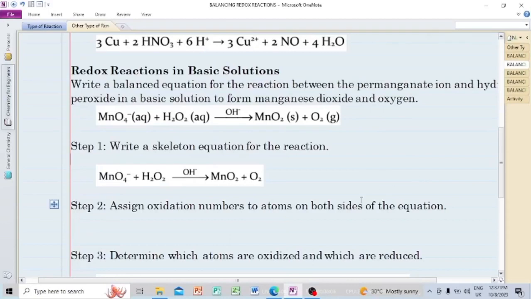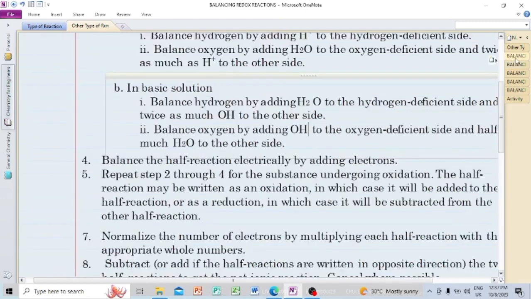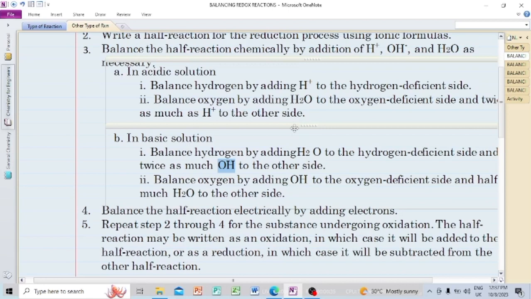So we are done discussing balancing redox reactions in acidic solutions. So now we will be discussing balancing redox reactions in basic solutions. We need to remember that in balancing redox reactions in basic solutions, we are adding water and hydroxide ion. In our previous discussion, when we said acidic solution, we added hydrogen ion and water. But right now, we will be adding water and hydroxide ion.